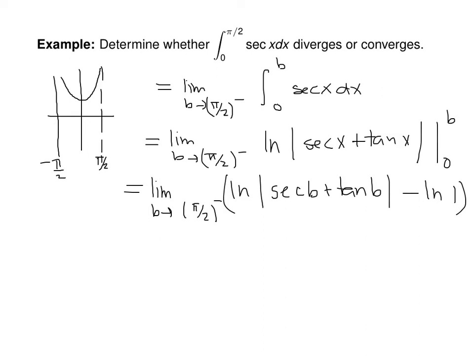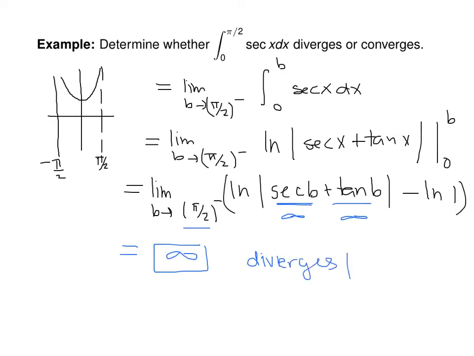Now, as b goes to pi halves from the left, secant of b is going to go to infinity. Tangent of b is also going to go to infinity. So we have ln of a large number, which means that this actually diverges. This is infinity. So this integral is infinite, it diverges. Converges is equal to a finite number. Diverges would mean it goes to infinity.